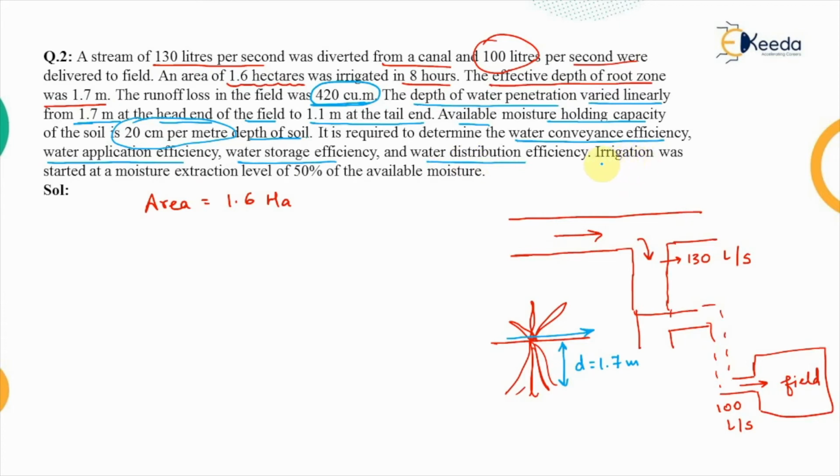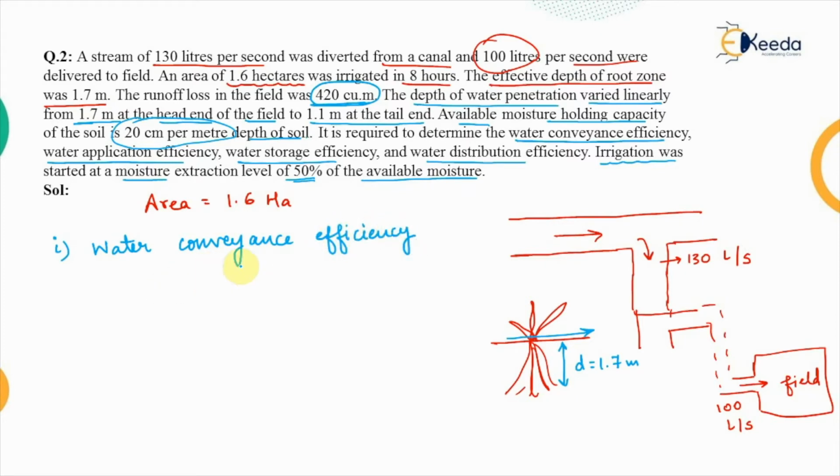Now it was given that the irrigation was started at a moisture extraction level of 50% of the available moisture. That means whatever amount of moisture is available, when that level has depleted to 50% of the value, then the irrigation was started. So one by one we will solve for all the types of irrigation efficiencies. So starting with the first one, that is the water conveyance efficiency.